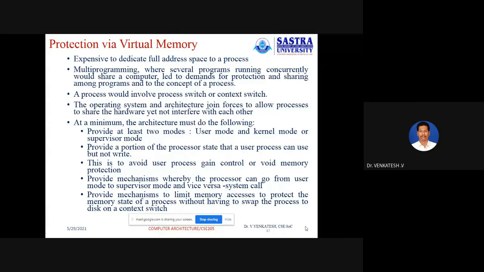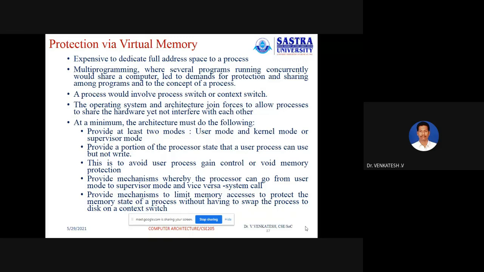This avoids the user process gaining control or voiding memory protection. So that's what I told you, we have user process gain control. It means that at a particular period of time, it would get overall access, and the memory would no longer be protected. So it is just not possible to modify it. The architecture also handles going from user mode to supervisor mode, or vice versa.